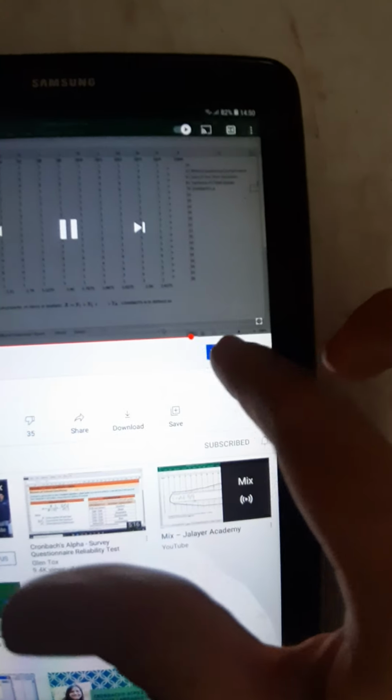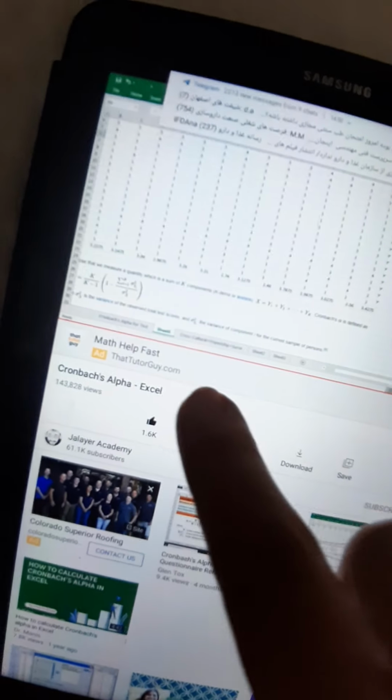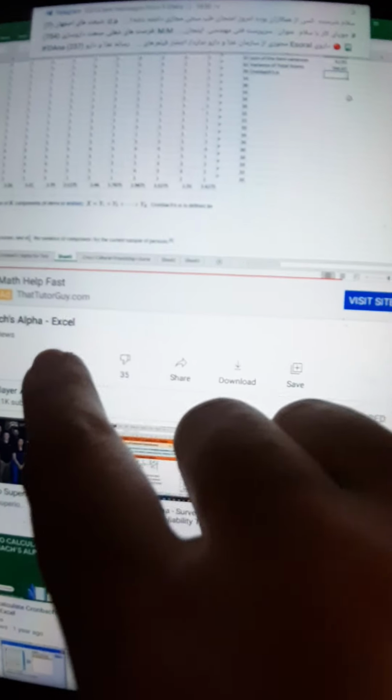I should go here fast. You see, this is the sum of them here, and then finally the variance of them here. Okay, when we find the variance, we put the formula at the end of that. Find this video, Math Help Fast, Cronbach's Alpha in Excel, and it's so useful for the calculation.